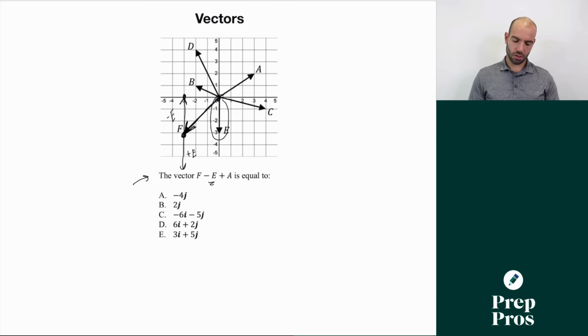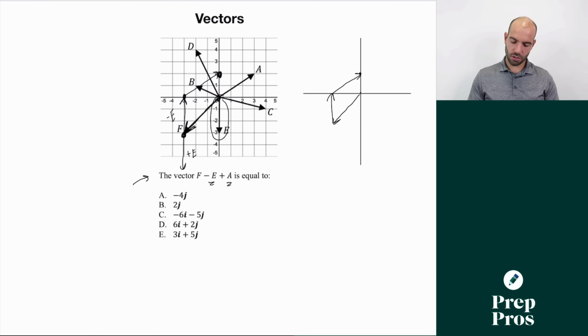And then to draw our next point, we're going to add vector a. So I'm going to start right here, and I'm going to draw vector a. We see vector a goes 3 to the right and up 2. So I'm going to go 3 to the right and up 2. And where I end up, after all that drawing, we drew vector f, plus minus e, plus a.